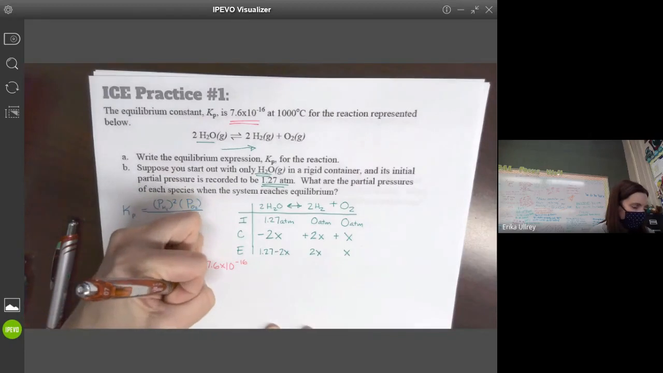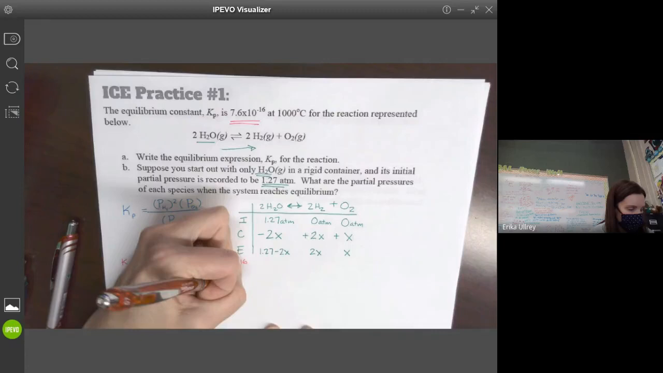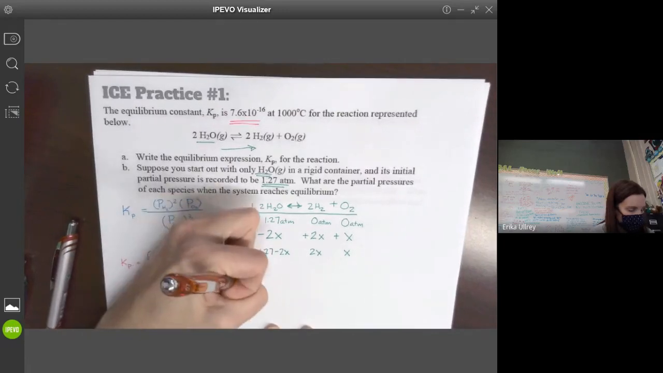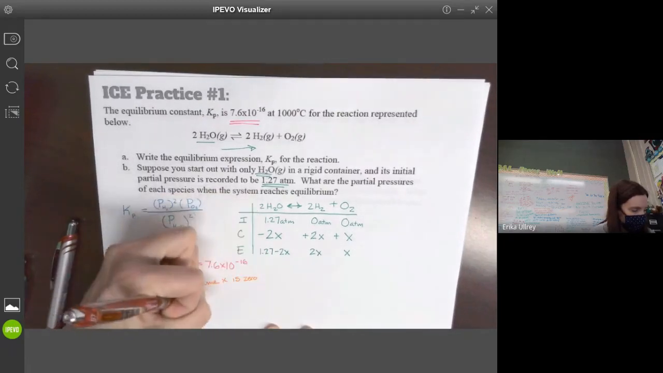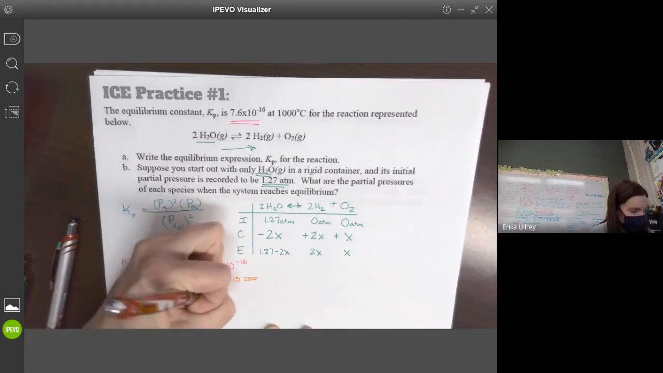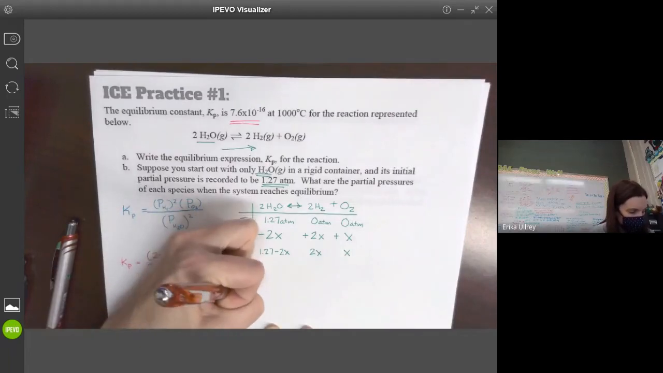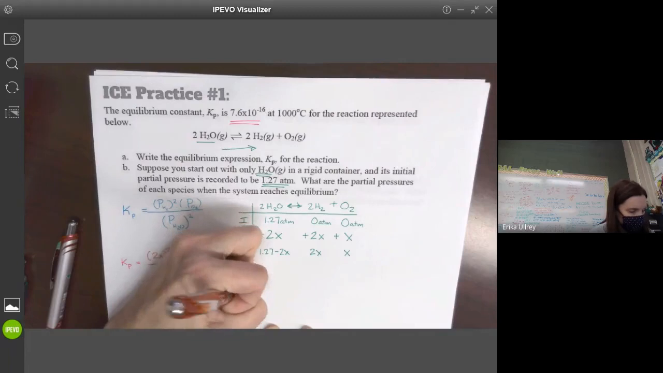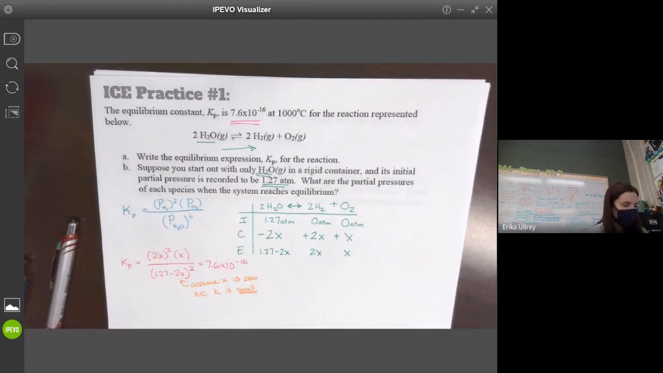So, assume x is 0 because k is small. Okay. So now this is just algebra class. We've left chemistry and now it's just straight algebra.